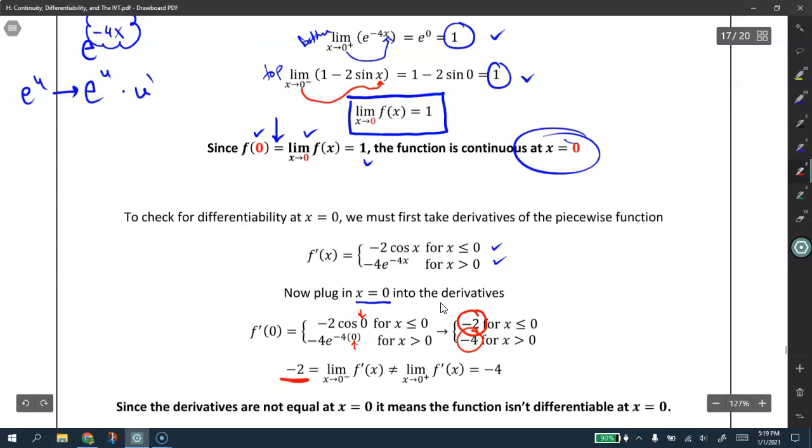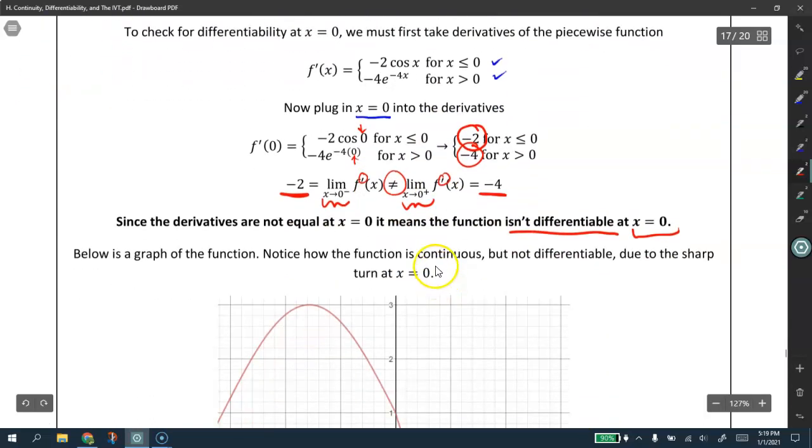Notice how negative 2 is not equal to negative 4, meaning the left-hand side limit is not equal to the right-hand side limit. And remember, we're talking about the derivatives here, not the original functions. When this phenomenon occurs, that means the function is not differentiable at that particular number, x equals 0. So we conclude that since the derivatives are not equal when x is 0, the function isn't differentiable at x equals 0. In other words, it is continuous, but it is not differentiable because the derivatives from either end are not equal.